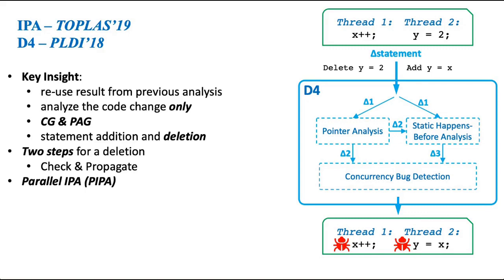D4 also introduces an incremental static data race detector as the application of IPA, which takes statement changes as input and outputs new races triggered by code changes. Due to its fast performance, D4 allows developers to obtain instant feedback during the development phase instead of the testing or production phase. So critical races can be fixed before the real deployment.